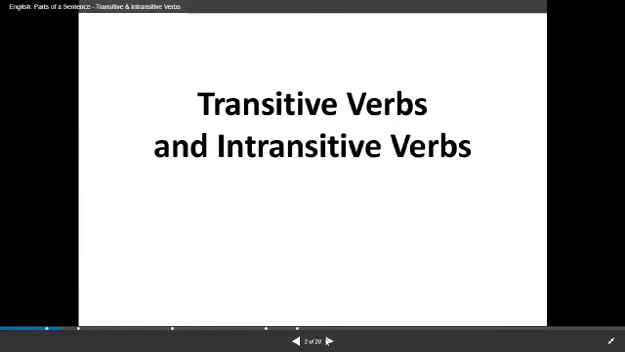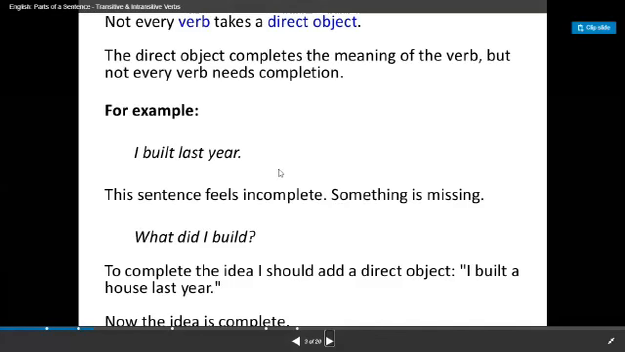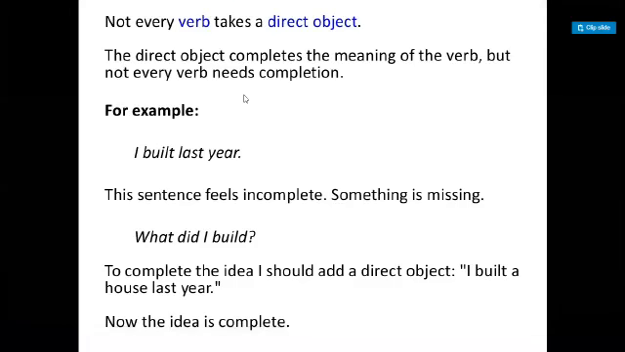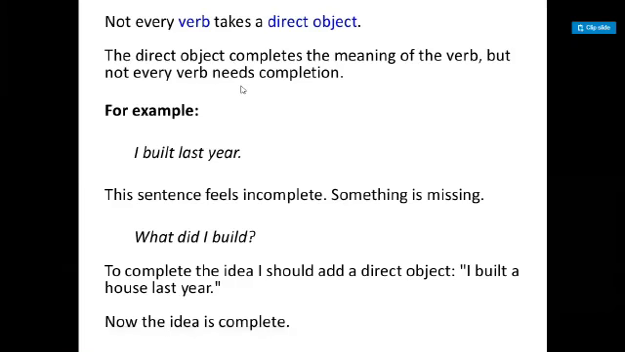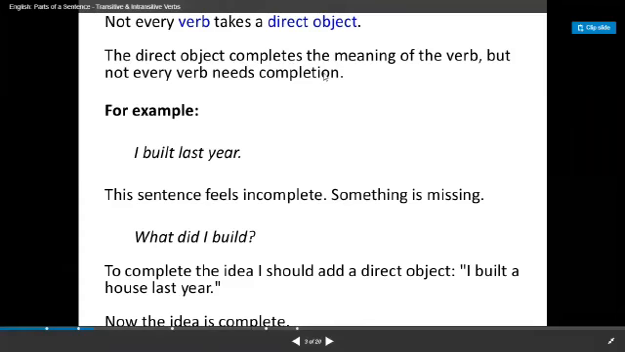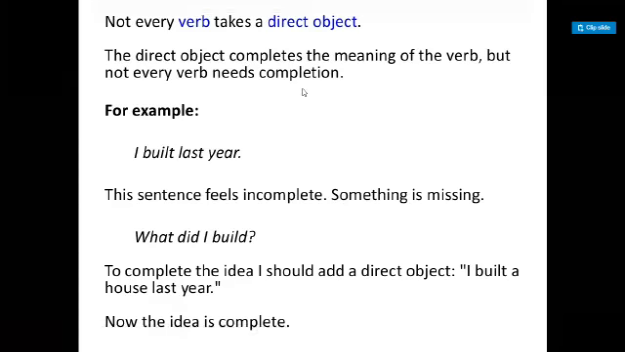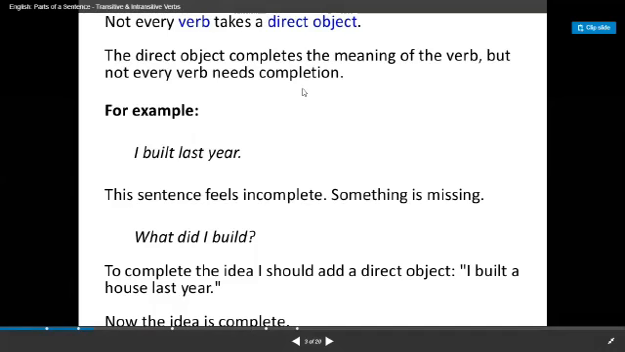What is a transitive verb? As already discussed about direct and indirect objects in the previous video, remember that not every verb takes a direct object. There are a few verbs which don't need any kind of direct object. The direct object completes the meaning of a verb. That's very obvious, but not every verb needs completion. Sometimes we don't need it.